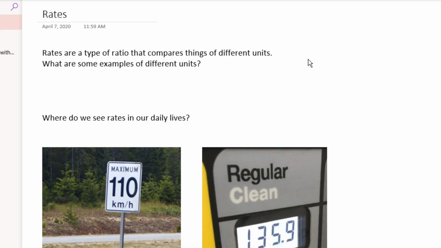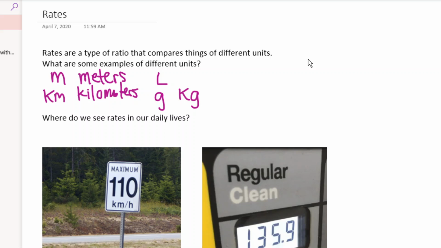And if we were in class, we'd do a big brainstorm. Maybe I'd get you to raise your hand and call them out. Maybe we'd all write on the whiteboard. But I'm just going to give some to you as an example. So we have m for meters. We have km for kilometers. We have liters. We have grams. We have kilograms. We have pounds.